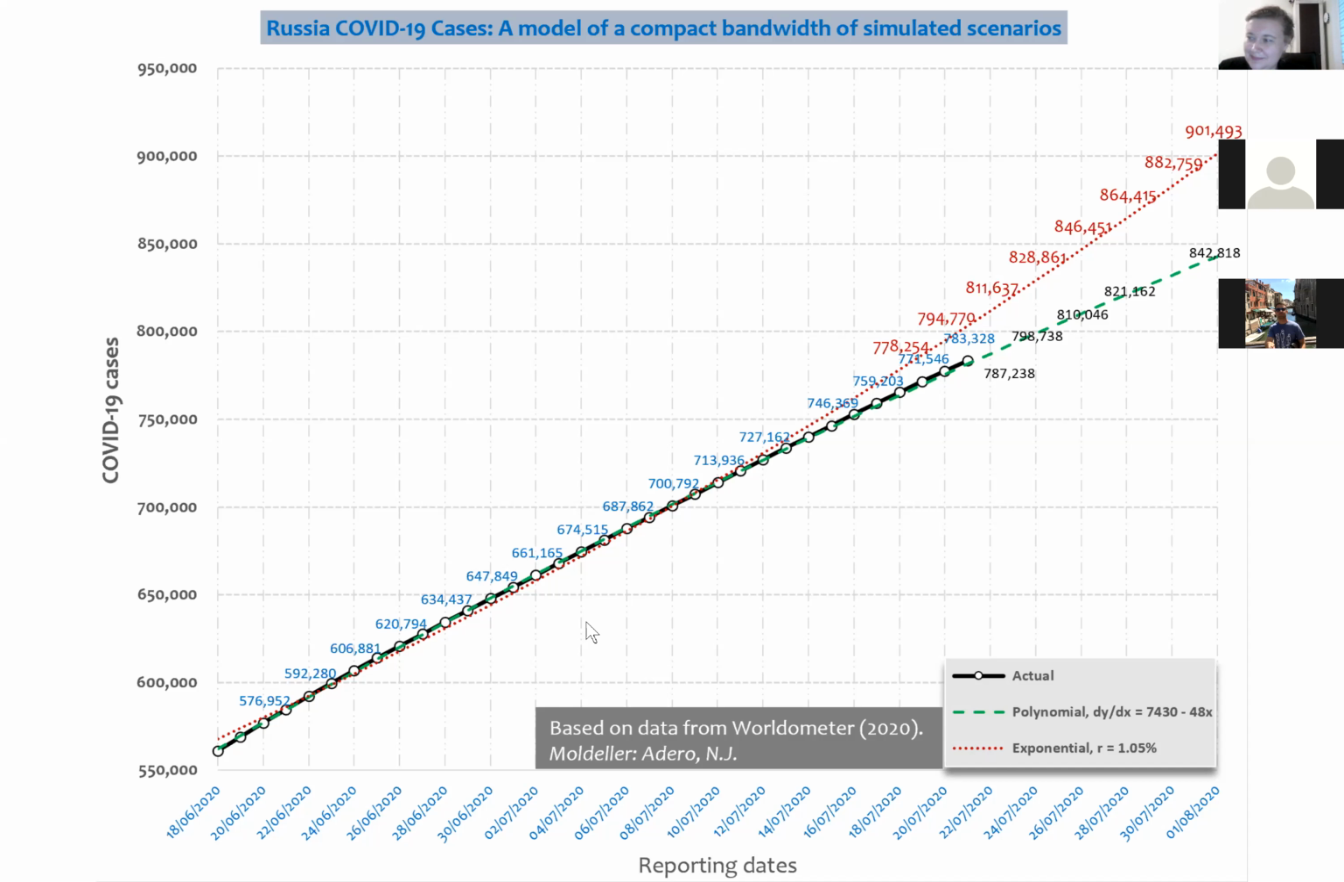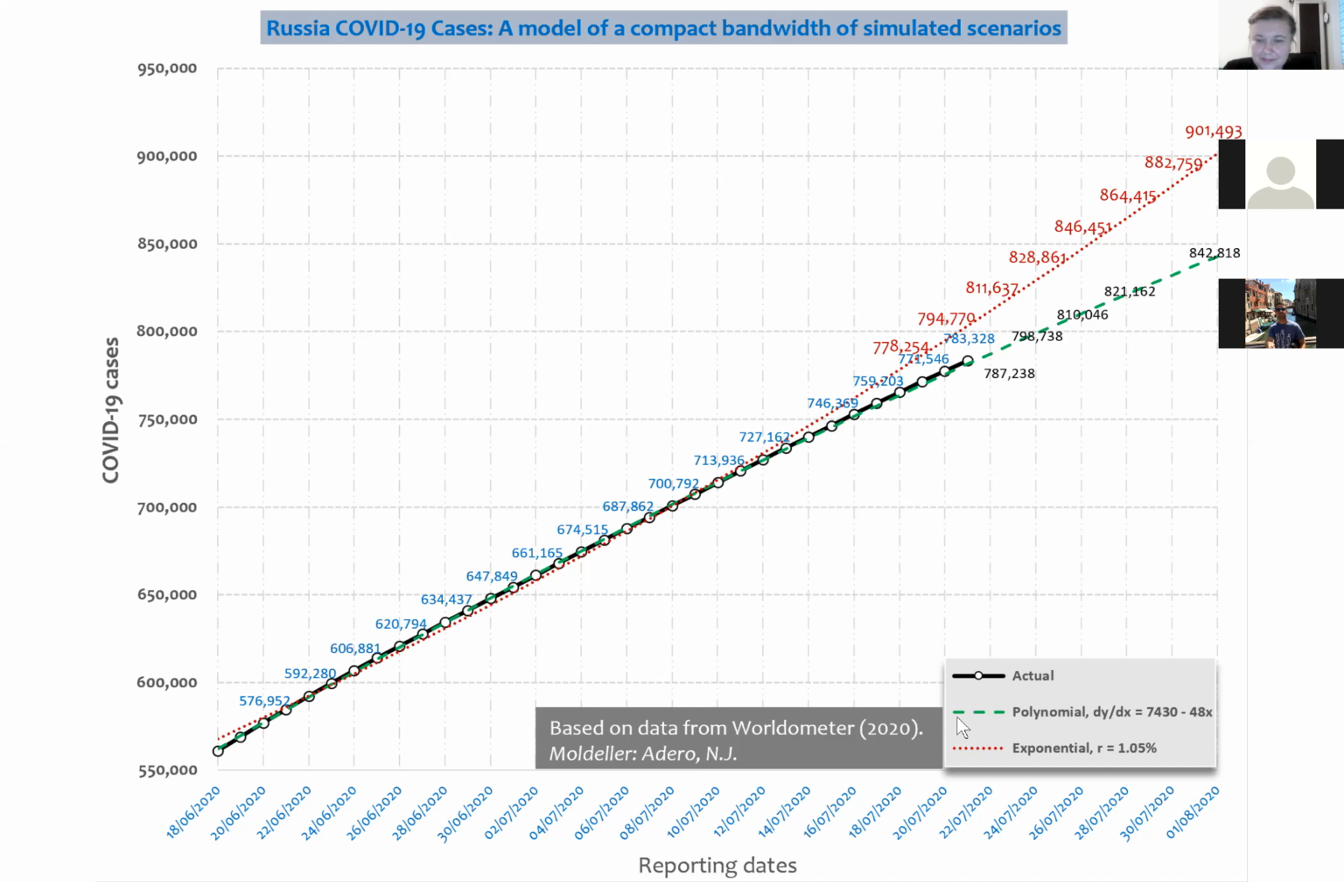The red line is showing when the cases were growing fast in Russia at an exponential rate of 1.05% per day. But it seems that from 10th July, the trends left the upward trajectory, and the cases were showing a decline. The graph is now bending downwards. So it seems very likely that Russia will not register more than 900,000 cases by August 1st.